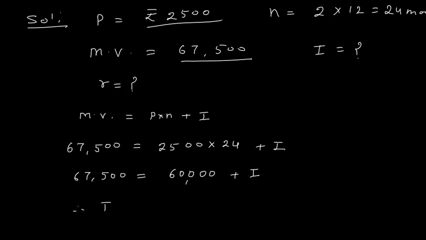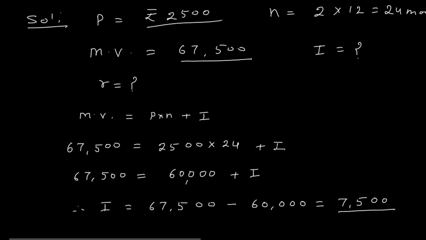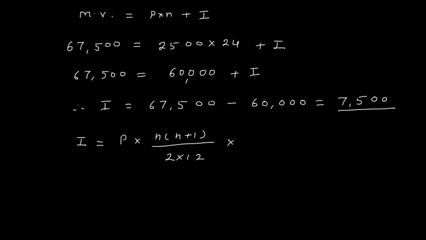So therefore interest I will become 67,500 minus 60,000. So 67,500 minus 60,000 will give you 7,500. So 7,500 is your interest. So you have got the interest. Now the interest you know. Again you can apply the formula for interest. So interest is P into N into N plus 1 whole divided by 2 into 12 into R upon 100.